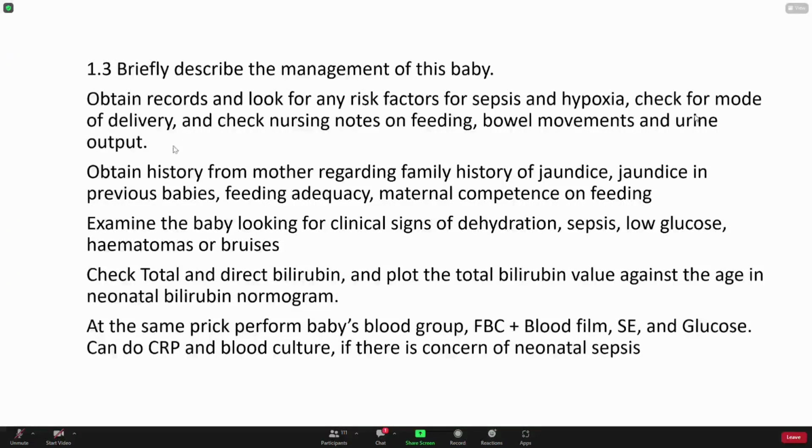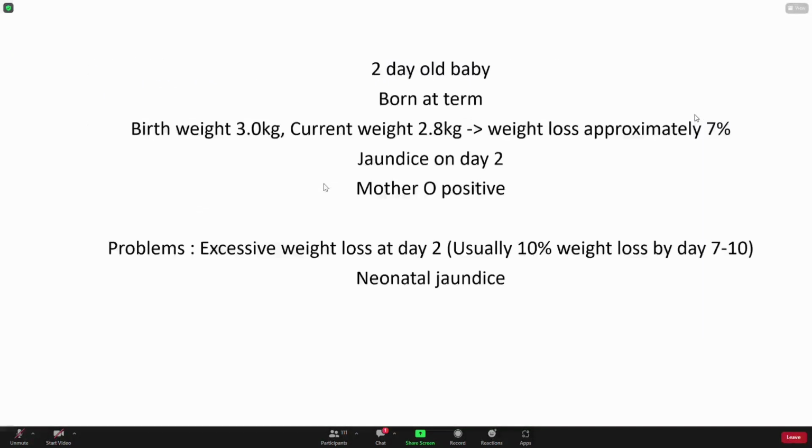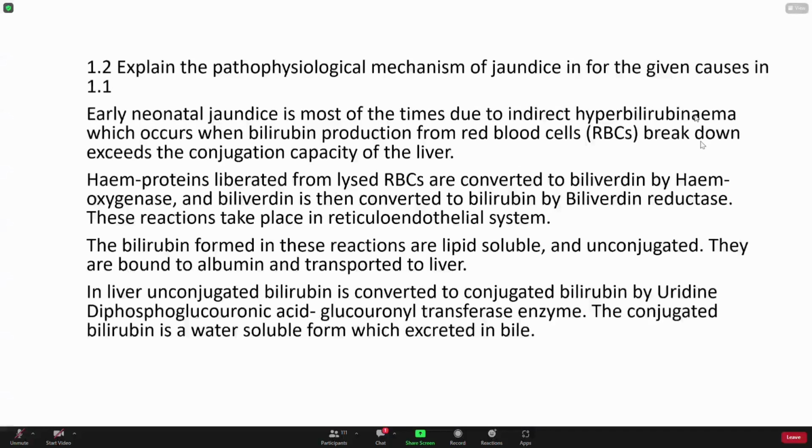So what I would write is, you have to obtain the records and look for the risk factors for sepsis and hypoxia, and check the mode of delivery, right? And check nursing notes on feeding, bowel movements, and urine output. Because sometimes you might forget that this baby may have significant weight loss, right? So this part I would write.